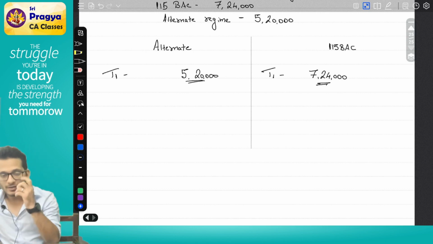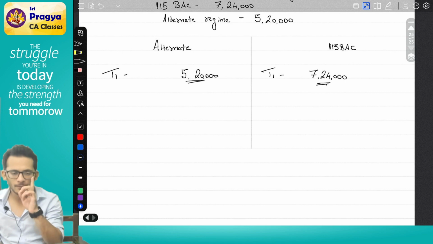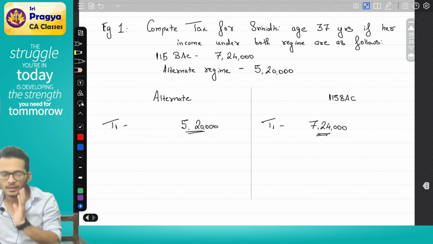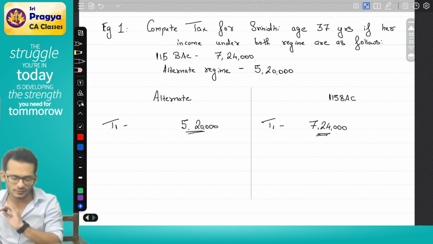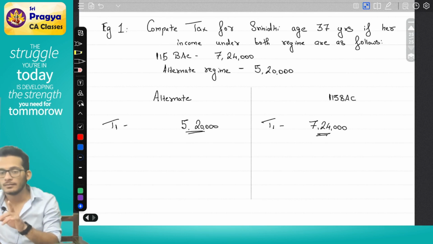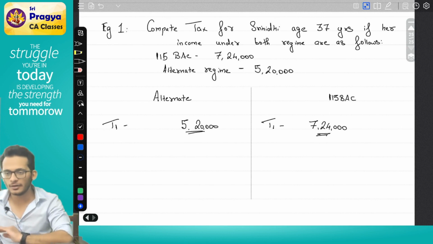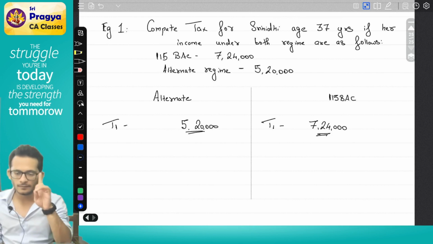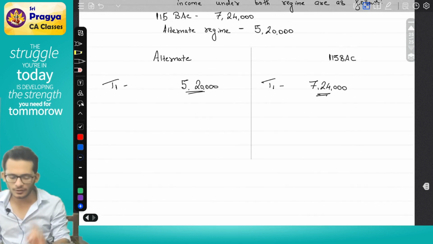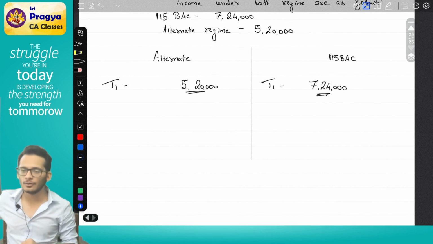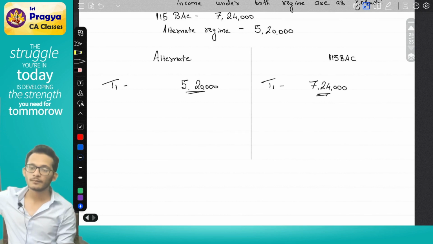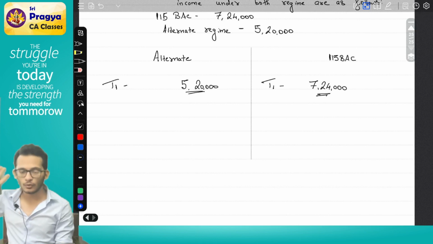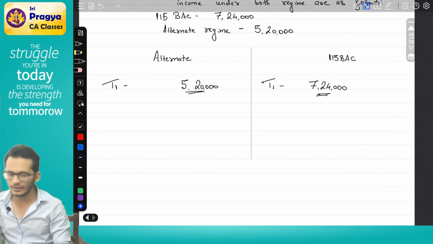Always, step number 1 when computing tax: first of all, identify your person. It's an individual. Resident, non-resident: not given, so resident. Age 37, so not a senior, a normal person. Step number 4: find out whether the person is middle class, poor or rich. 5,20,000 old regime: middle class. 7,24,000: middle class. Both are middle class, which means we have to do normal tax.